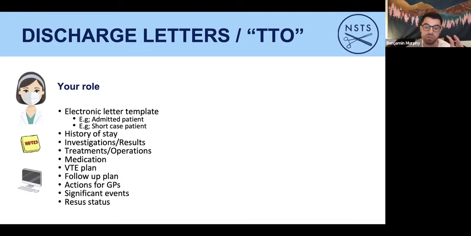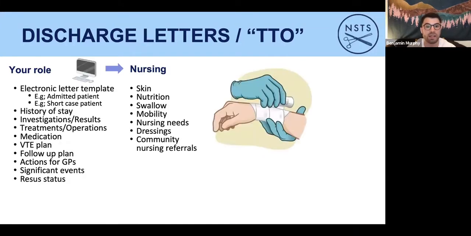We'll go through those in a bit more detail later, but just to get an idea of what actually happens to a letter. Once you've done all your sections, and also at the moment, whether they've had COVID, whether they've had a negative COVID result, etc. And some care homes actually want another swab just before they're sent to check that they're negative. Once you've done your bits, it usually goes to the nurses and they'll fill in sections that might be relevant for care homes, such as their nutrition, their swallow, what their mobility is like from a nursing point of view, and any community nursing referrals that might be needed for ongoing dressings.